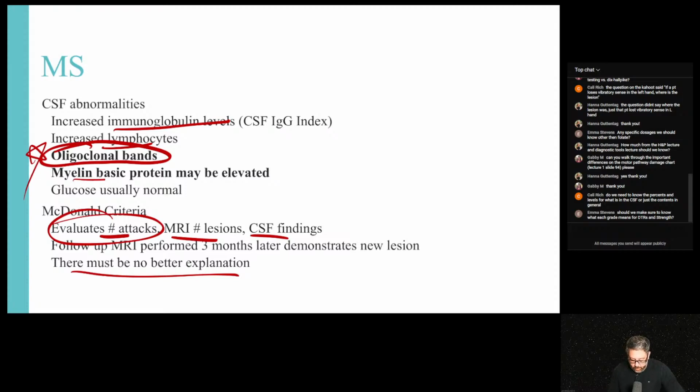Also, your myelin protein is going to be high. Glucose is going to be normal. There's no bacteria to eat up all the glucose, so it stays normal. Emma, you should have known that in PD1 over last summer, so you should know that already. For DTRs and strength, that should all have been PD1.